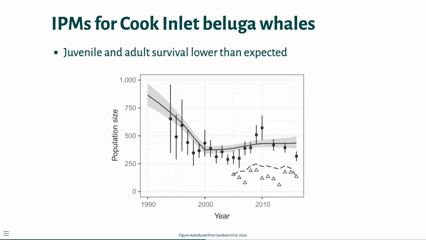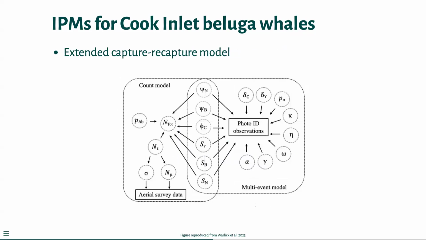So after I moved to St. Andrews, a PhD student here, Amanda Warlick, took this project over and moved forward with more complex analyses. She extended that capture-recapture model to provide information not only about adult survival, but also about survival rates of other age classes and fecundity. She used whether females were observed with calves in subsequent years to provide information about fecundity and survival of those early age classes. So that's what's shown here.